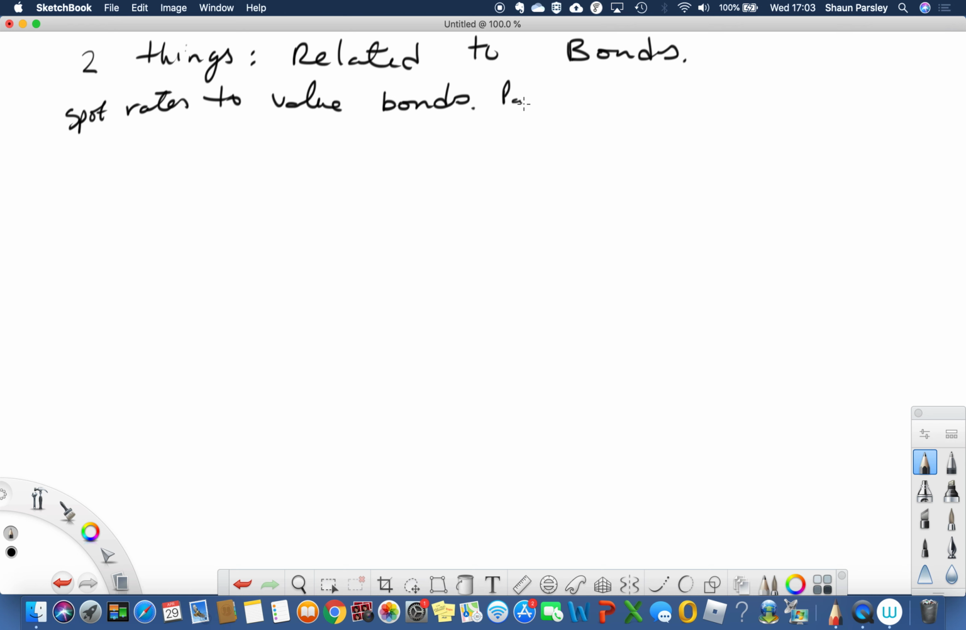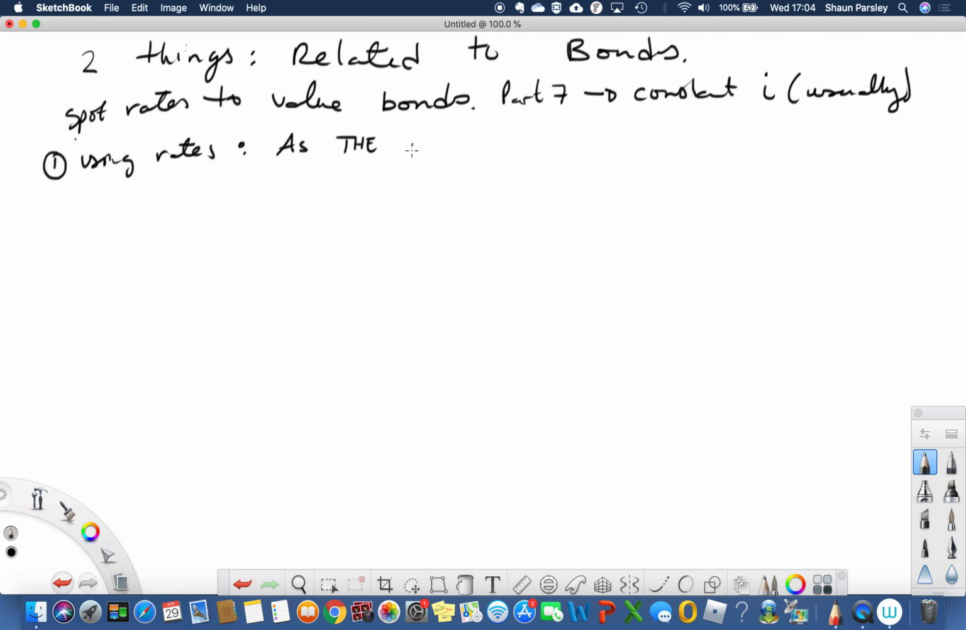So in Part 7, we use the constant I usually. No, we're not. We're going to use spot rates. So using spot rates, that was as the earlier example I used earlier on in this talk. So go back to about 2 minutes, something like that. You'll see it in there.